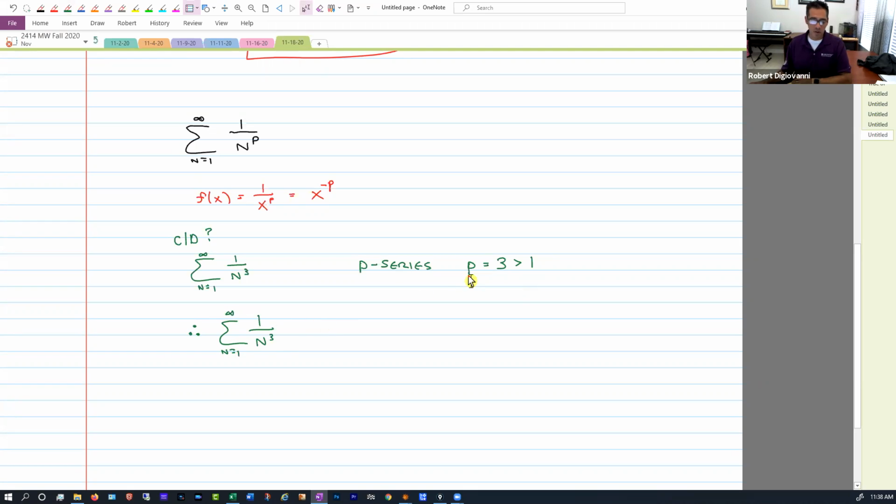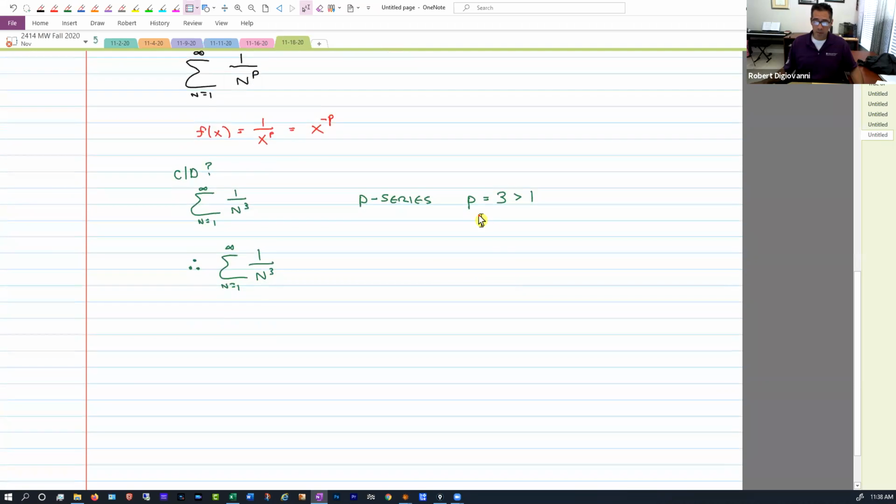You don't have to show anything, okay? You just have to make it clear that you know it's a p-series and that the p-value is bigger than 1. How about this one? Converge or diverge? Sum n equals 1 to infinity, 1 over the cube root of n.